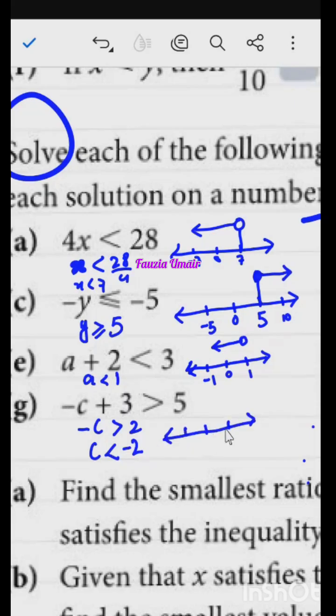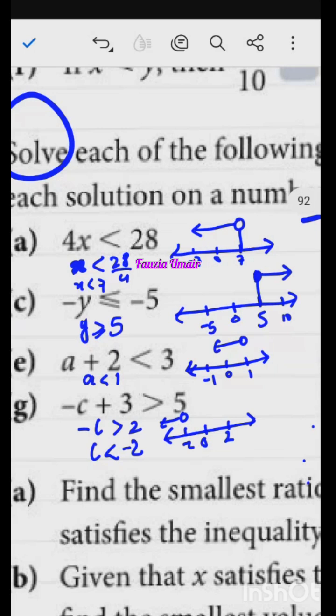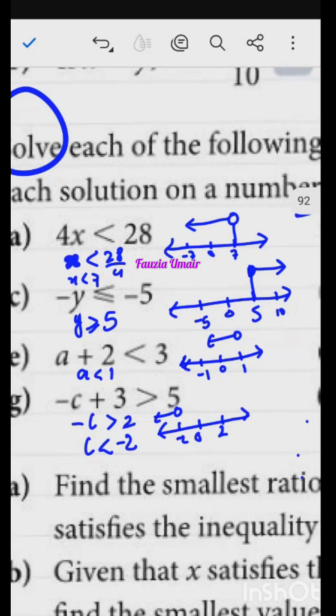Yes, miss. So let's say if this is 0, 2, and -2, will the circle be filled? No, miss. And the direction will be towards the left side. Left side, okay? So when we solve double inequalities, you will have a clear idea why, if we do not change this inequality sign because of the minus sign with the variable, that does not give you a correct answer. Okay.